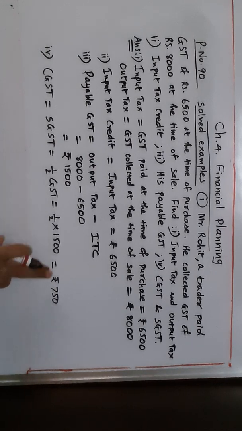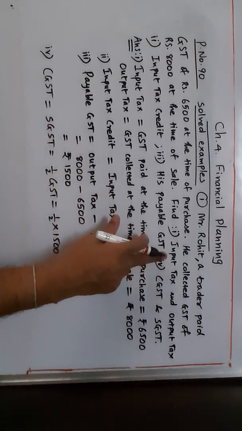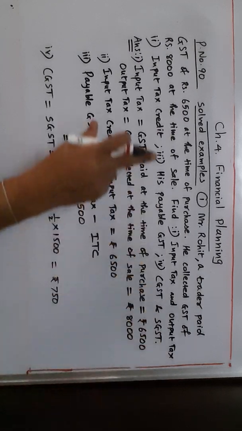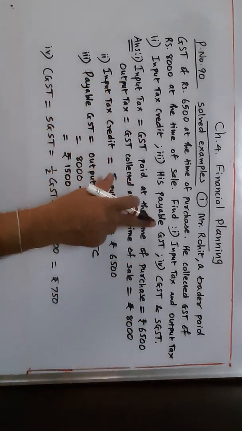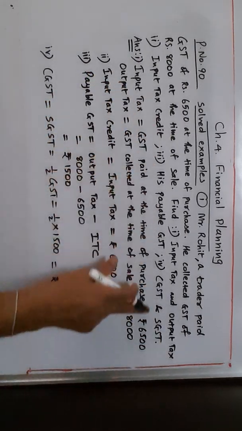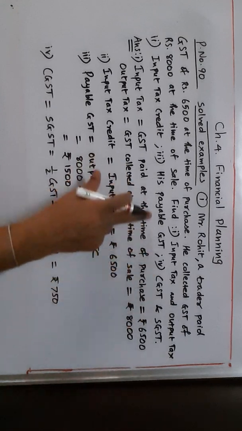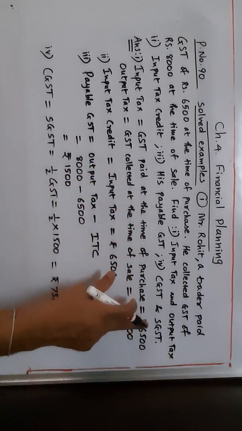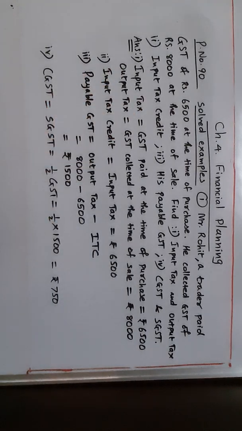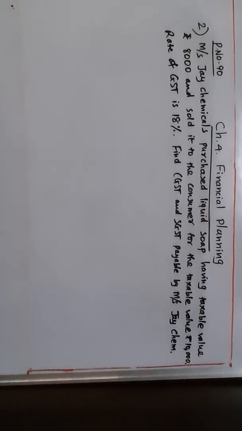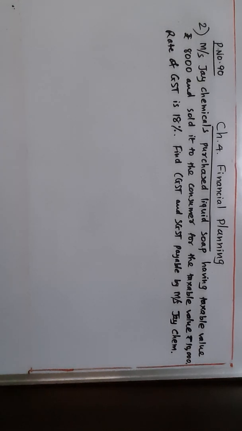So this is how we learn two new terms: input tax, output tax, and input tax credit, then payable GST. These are the original ideas which we have studied in the 4.1 practice set. These are the two new ideas we are learning now. Now I am writing the second question. So students, this is the second solved example on page number 90.